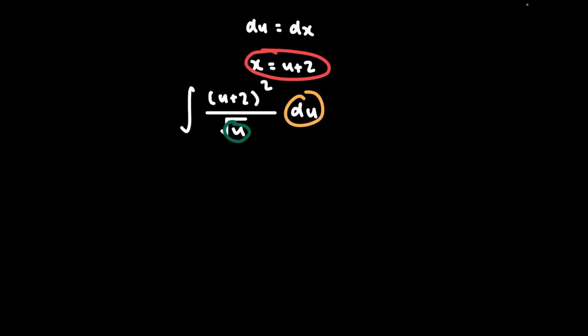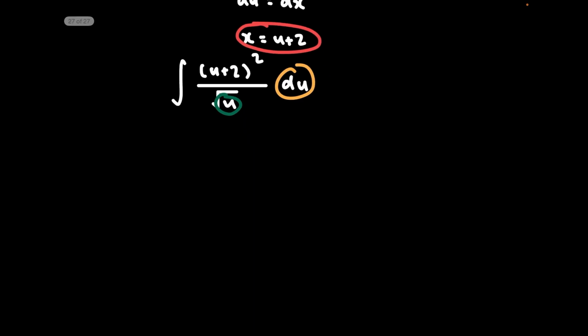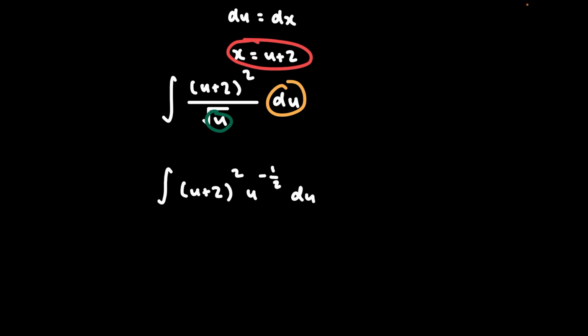Now that we have this equation here, I can keep simplifying. I can say this is the same as the integral of u plus 2 to the power of 2 times u to the power of negative a half du. Now, if you have a look at this question, it really doesn't look that nice, and that's because we have some random u plus 2 u squared shenanigans, and it just doesn't look nice.